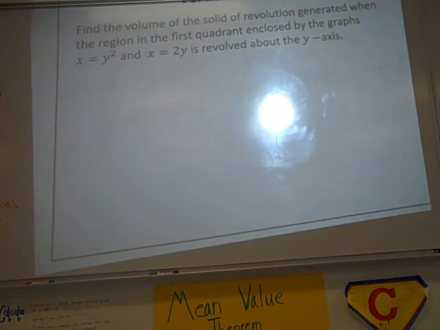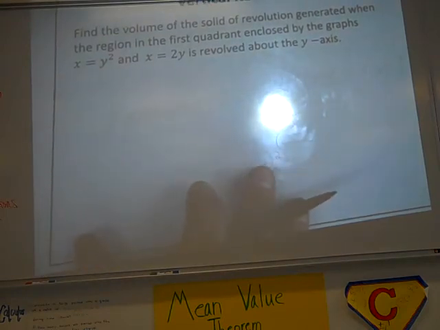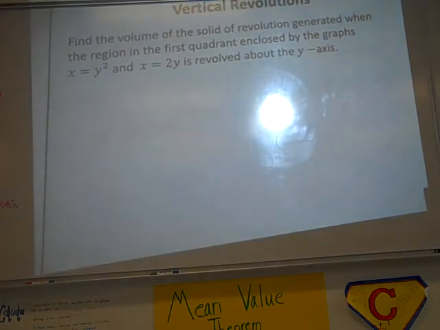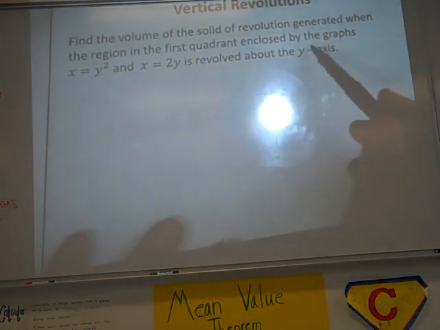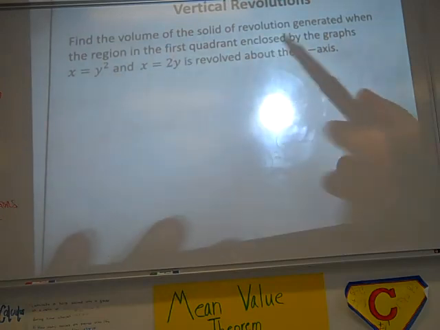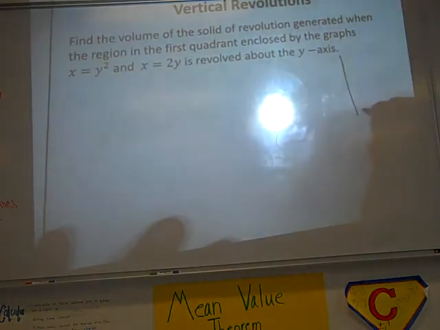All right, here comes the last one before we wrap up this part of the video. The second video is going to involve solids that have known cross sections. But let's go through this one. We want to find the volume of the solid of revolution generated when the region in the first quadrant enclosed by the graph x equals y squared and x equals 2y is revolved about the y-axis.